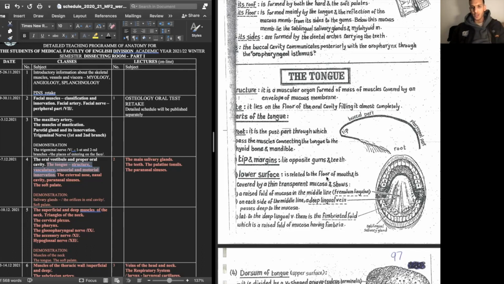The lower surface is related to the floor of the mouth, is covered by thin transparent mucosa and shows, number one, a raised fold inferiorly. As I told you guys, it has the lingual frenulum. And on each side of the middle line, a deep lingual vein passes deep to the mucosa. Lateral to the deep lingual vein, there are fimbriated folds, which are raised folds of mucosa having fimbria. I would stop by mentioning the frenulum and the deep lingual veins on the lower surface.